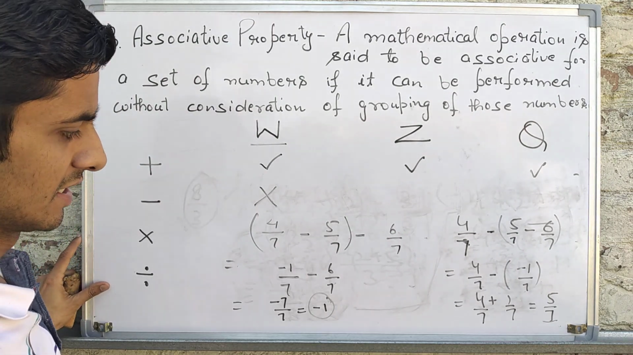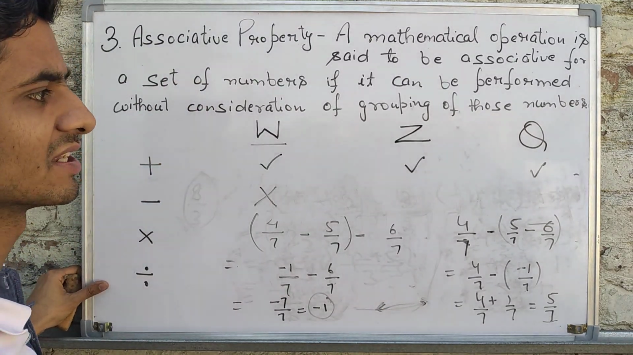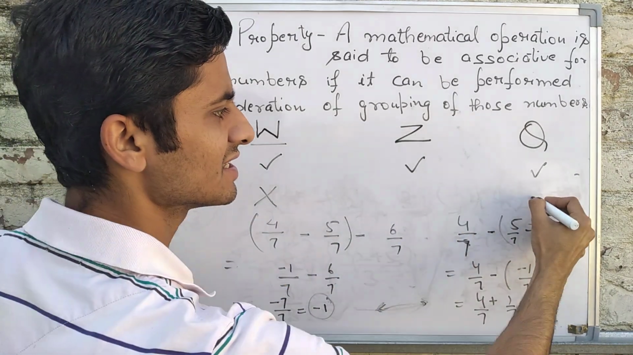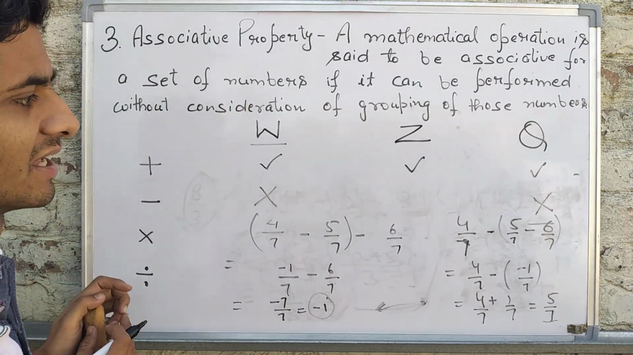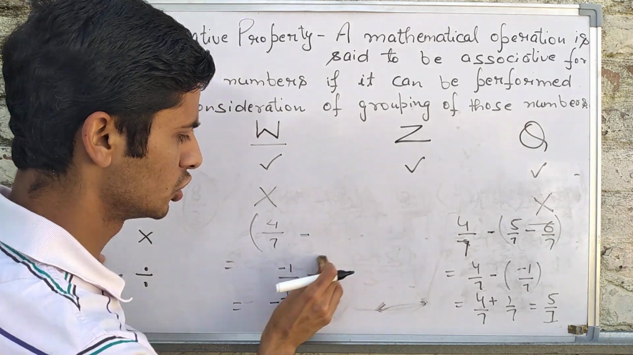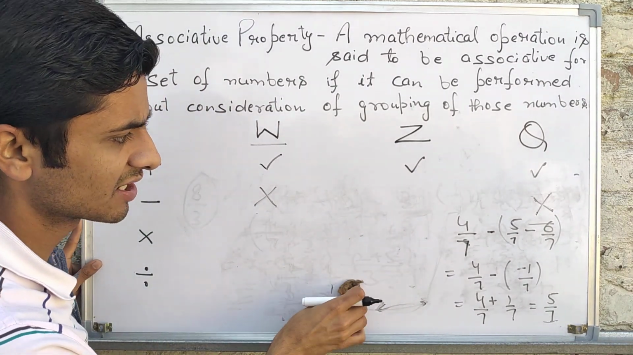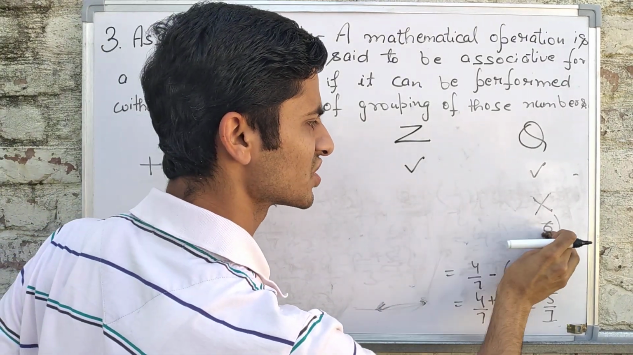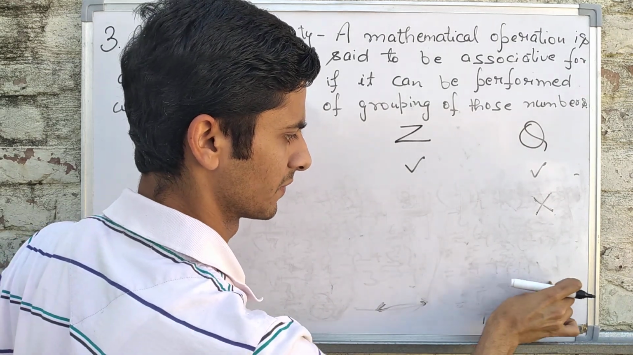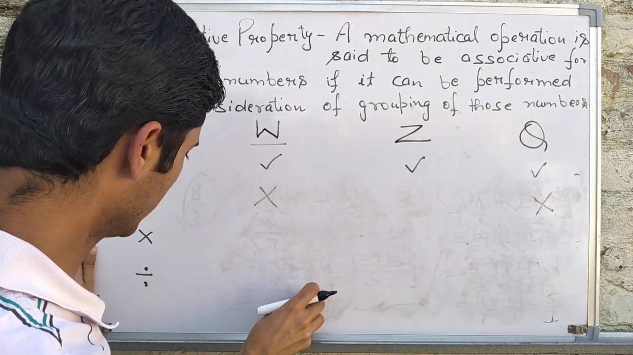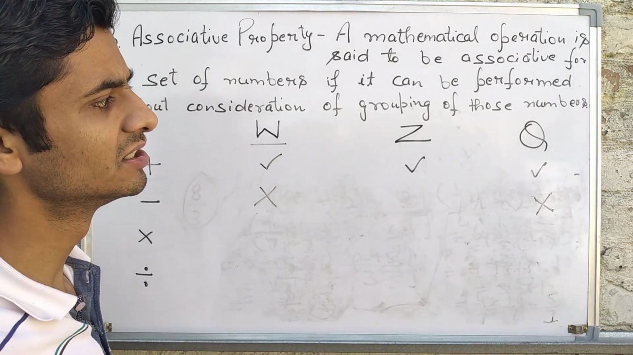So therefore, the answers are coming different. Both the answers are different. Therefore, you can say that subtraction is not associative for rational numbers. Similarly, you can check for multiplication as well as division. Moving further from here, we will check associativity for multiplication and division.